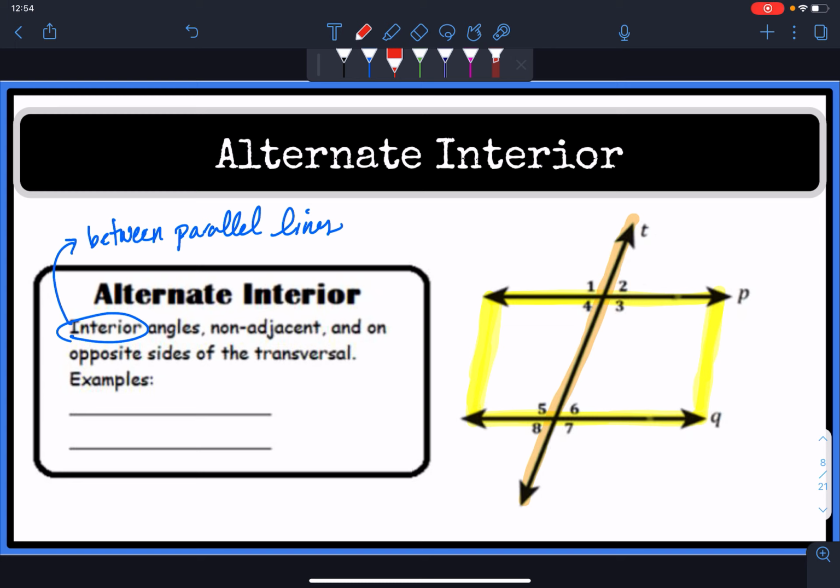And what's important about alternate interior angles is that they are congruent. As you can see, notice that this angle here is an adjacent angle, and so is angle 6. Angle 6 is also an adjacent angle, and it just so happens to be the exact same adjacent angle. So those are going to be equal to each other. So angle 4 is equal to angle 6. And then the other set of alternate interior angles is going to be angle 3 and angle 5. And those two are also going to be equal to each other.